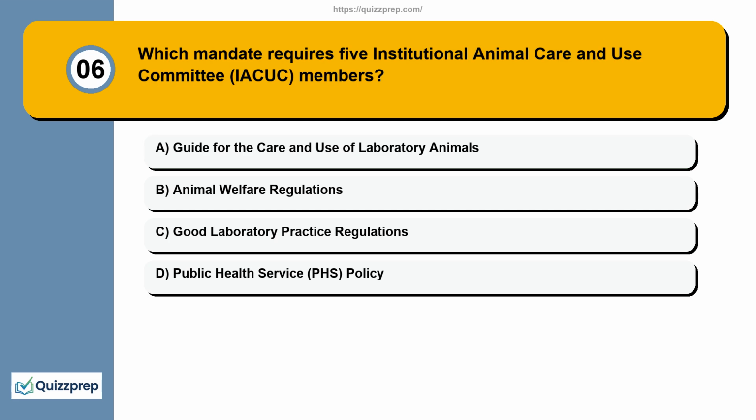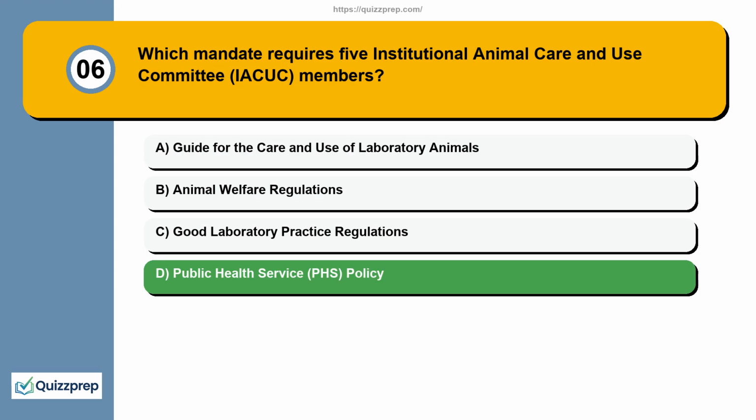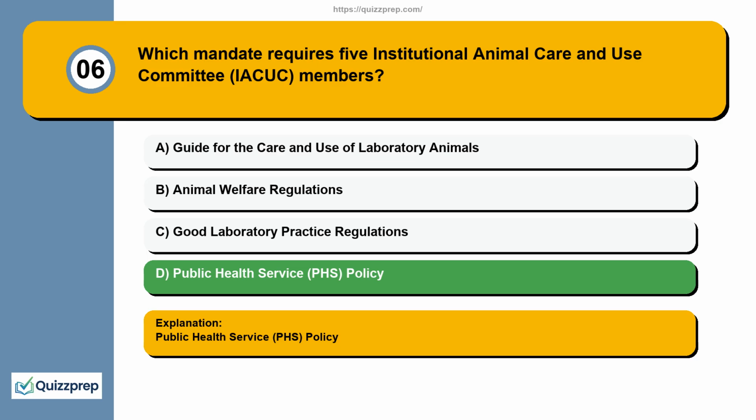Question 6. Which mandate requires 5 Institutional Animal Care and Use Committee, IACUC, members? Option A. Guide for the Care and Use of Laboratory Animals. Option B. Animal Welfare Regulations. Option C. Good Laboratory Practice Regulations. Option D. Public Health Service, PHS, policy. The correct answer is option D. Public Health Service, PHS, policy.